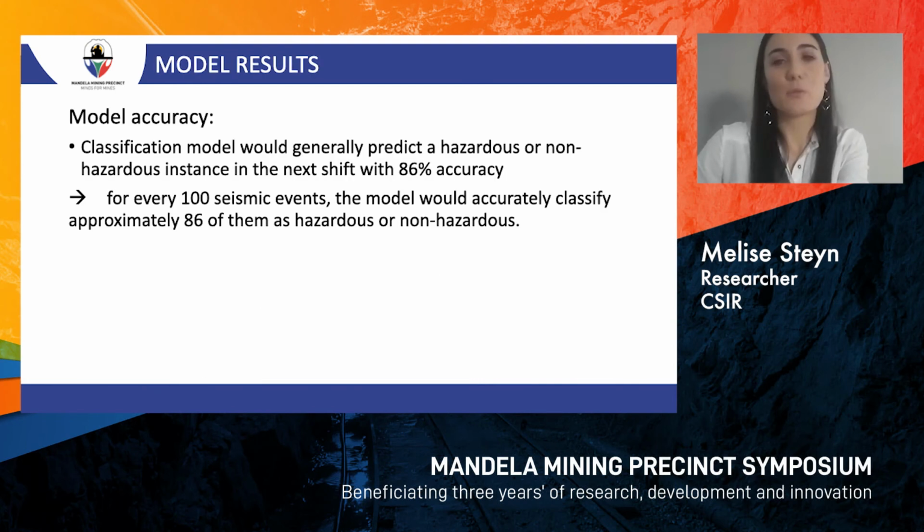After testing the performance of the model, we found that the trained neural network would generally predict a hazardous or a non-hazardous instance in the next shift with an 86% accuracy. So what does that mean? It means that for every 100 seismic events, the model would accurately classify about 86 of them as hazardous or non-hazardous.